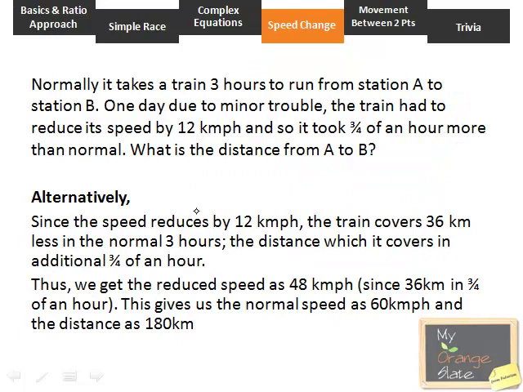Once again, since the speed reduces by 12 km per hour, the train covers 36 kilometers less in the normal 3 hours. The distance which it covers in additional 3/4 of an hour. Thus we get the reduced speed as 48 km per hour, since 36 kilometers in 3/4 of an hour. Now this gives us the normal speed as 60 km per hour, adding 12 to 48, and the distance as 180 kilometers, multiplying the normal speed with normal time, that is 3 hours.